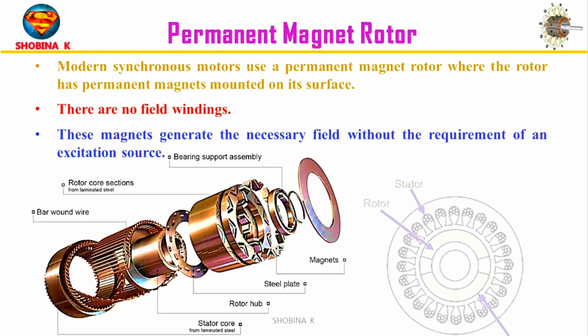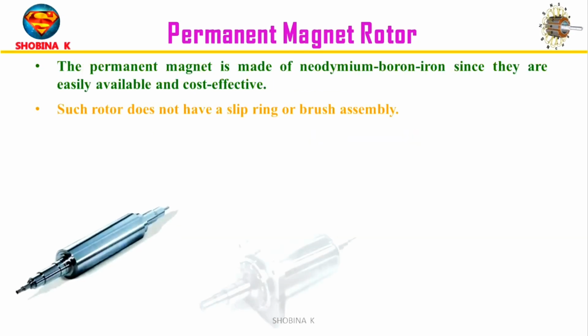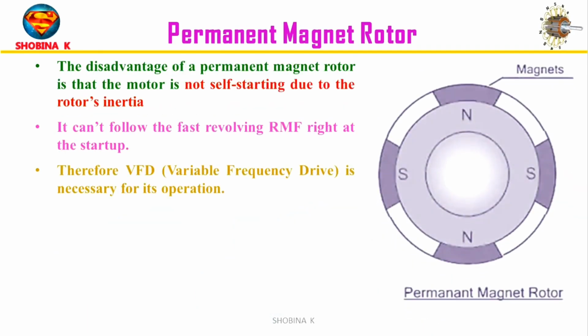Next, the permanent magnet rotor. In this type, the rotor has permanent magnets mounted on its surface, and it has no field windings. The magnets mounted on the surface generate the necessary fields without the requirement of an excitation source. Also, these rotors do not have any slip rings or brush assembly. Talking about the disadvantages, it is not self-starting due to its rotor's inertia. Also, it cannot follow the fast revolving RMF. So, a variable frequency drive is necessary for its operation.